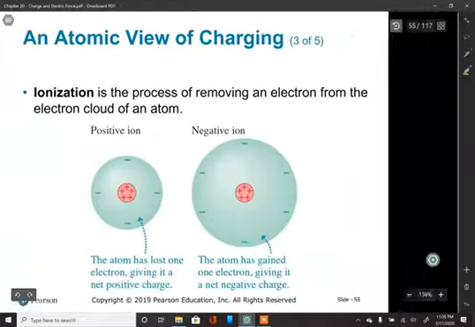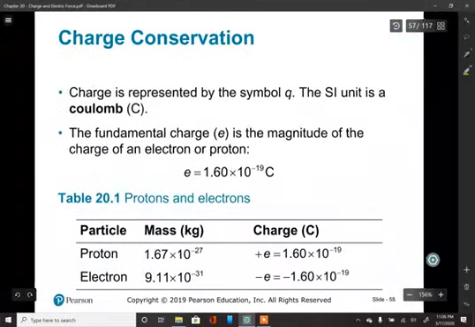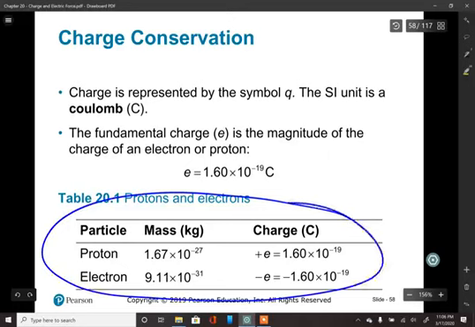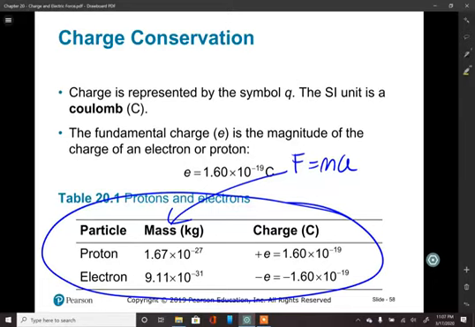The important message in this section is really this table right here. You need to know the properties of protons and electrons. Why does the mass matter? Because we're going to be doing F equals ma a lot. Protons and electrons have different masses, which means if they feel the same force, they're going to accelerate differently.